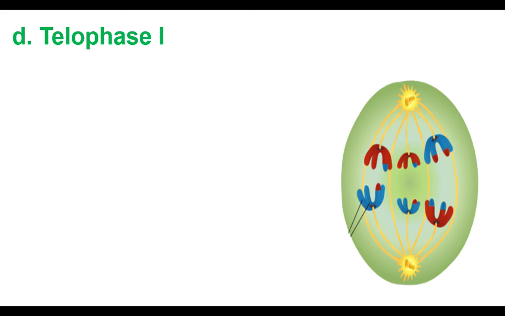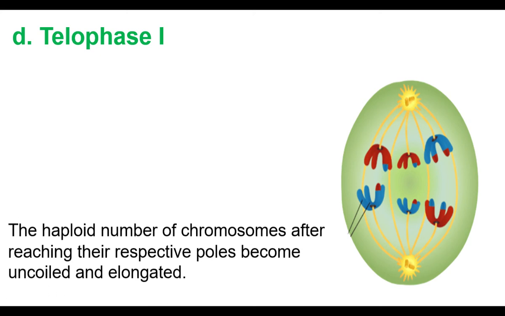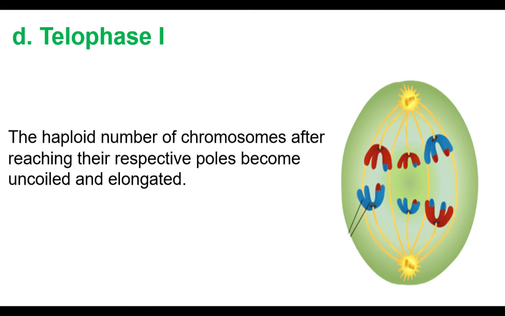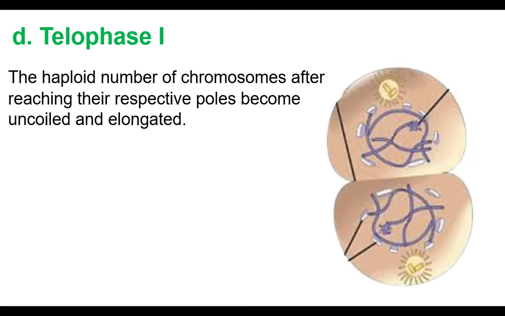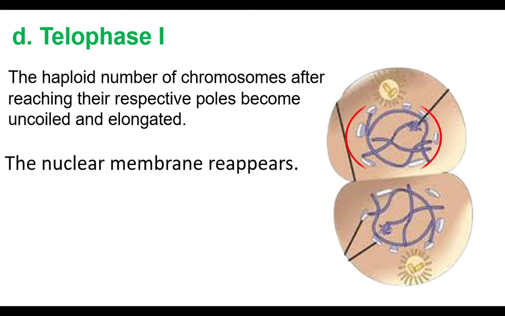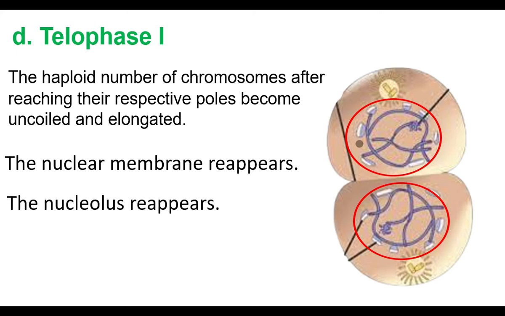Telophase is the last stage of meiosis I. The haploid number of chromosomes, after reaching their respective poles, become uncoiled and elongated. Chromosomes are thick structures. They uncoil and form a chromatin net. This diagram shows uncoiling and formation of the chromatin reticulum. The nuclear membrane reappears. The nucleolus reappears.